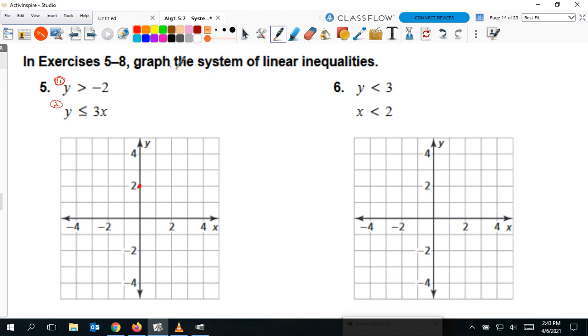Sorry, that's positive 2. That is not correct. -2. I don't know what I was thinking. -2 down below. Just keeping you on your toes, making sure you're paying attention.